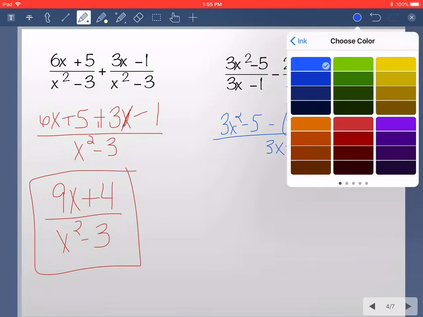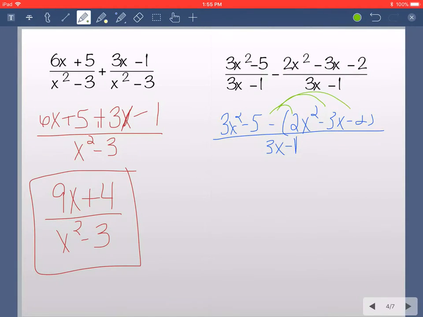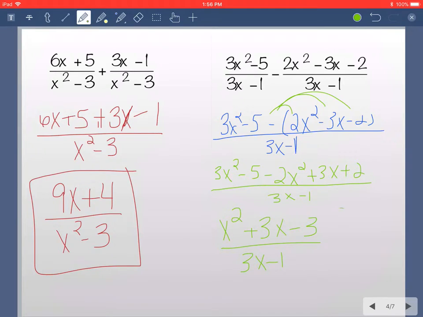So now I'm going to make sure to distribute out my negative. So it's going to go to all three of these terms. So I have 3x squared minus 5 minus 2x squared plus 3x plus 2 over 3x minus 1. And then combine like terms. So 3x squared and negative 2x squared make 1x squared plus 3x. And then negative 5 plus 2 is negative 3 over 3x minus 1. So please, please, please do not forget to distribute out that negative.